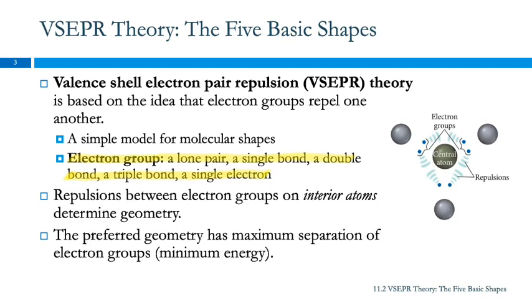So the repulsion between electron groups on interior atoms, not on the terminal ones, is what determines the geometry. If we look at this illustration, we have a central atom that happens to have 3 electron groups on it. It'd probably be 3 single bonds, and those groups repel each other, so they're going to spread out in space to have as much space as possible. It's that repulsion that determines the shape. The preferred geometry has a maximum separation of electron groups because that gives us a minimum energy.